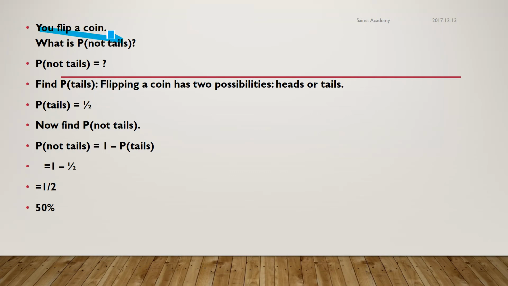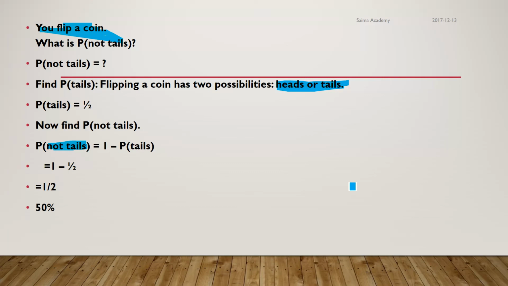Suppose you flip a coin. What is the probability not tails? So when you flip a coin, there are only two possibilities, whether the heads will come or the tail will come. So that is why we have to divide it by 2 because there are only two possibilities, right? Then you have to find out probability not tails, which is equal to 1 minus probability tails, and the probability tails we have calculated, which is 1 by 2. So 1 minus 1 by 2 equal to half, which is equal to 50%.